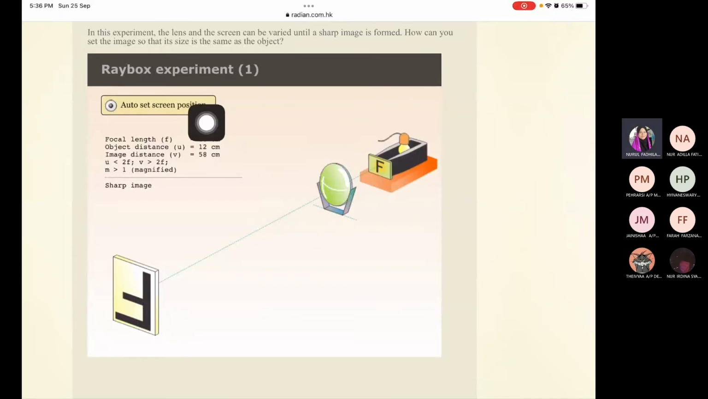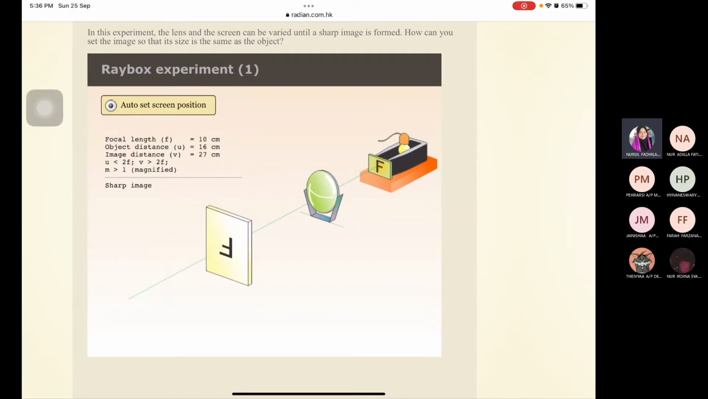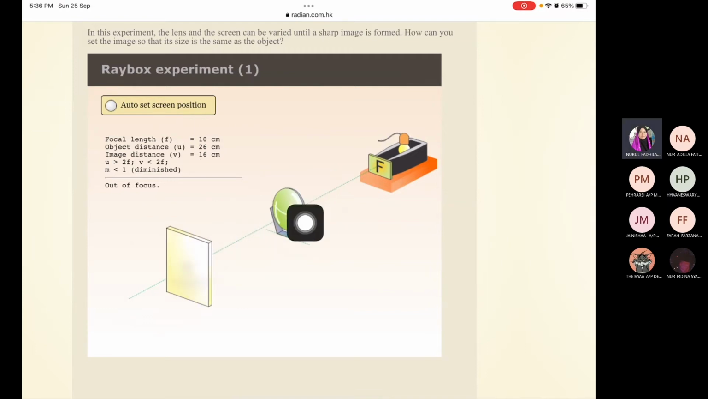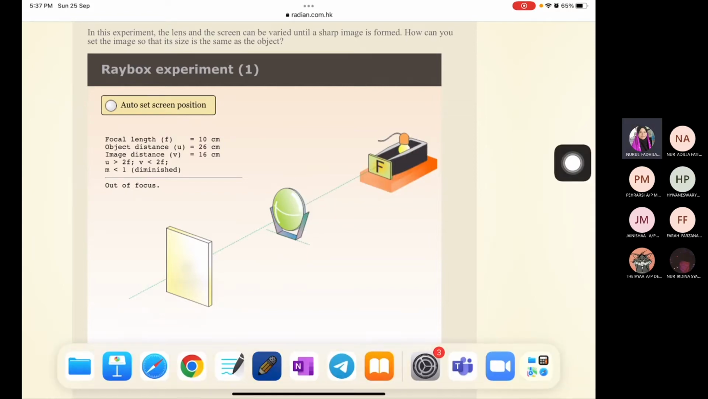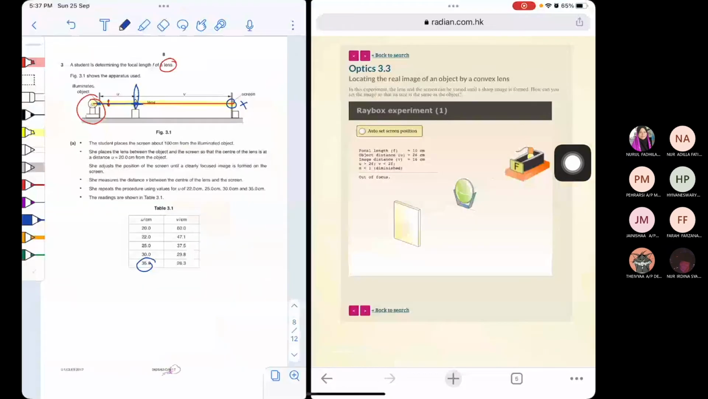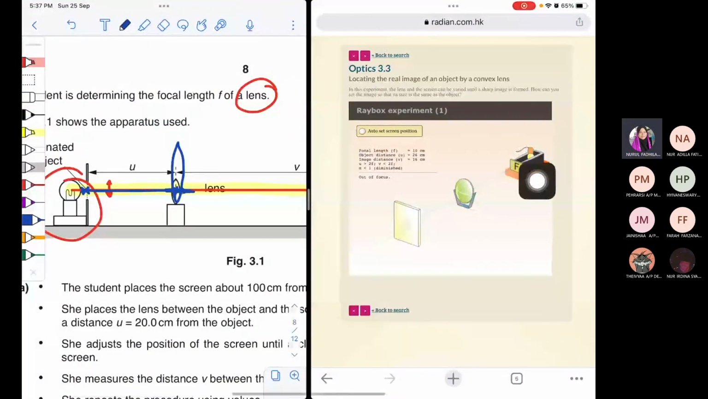Now, tengoklah reading kat sini berubah-ubah. So inilah yang you masukkan dalam table. Anyway, so ini simulation sebab saya tak boleh buat you masuk makmal sekarang. So it's either sama ada I change the lens position or I change the position of the screen. So from lens to the object is U. Okay, and then from lens to the screen is the V.